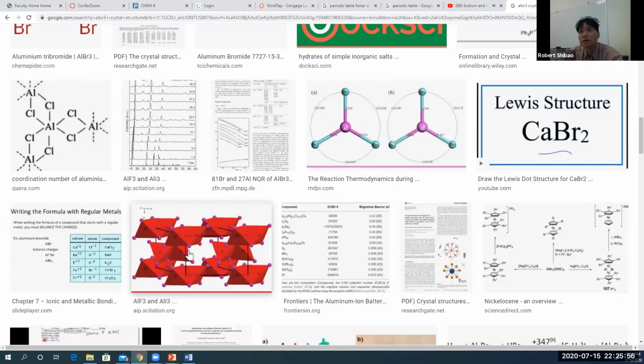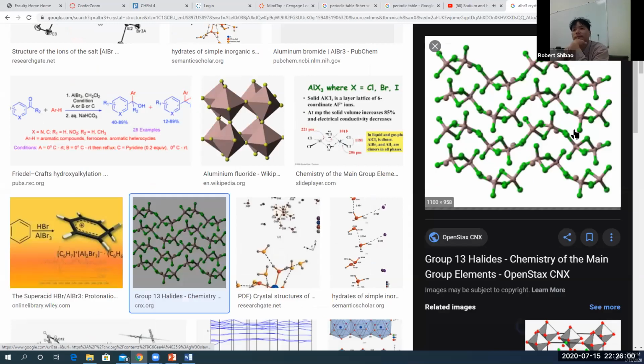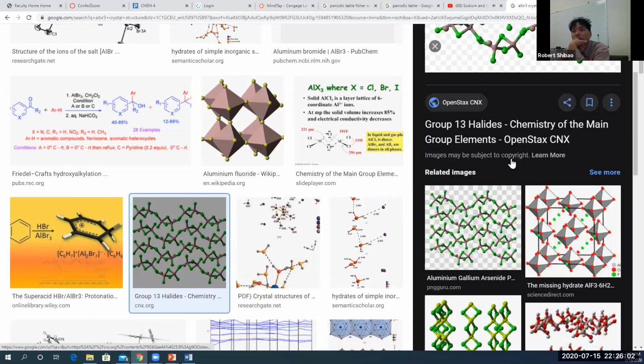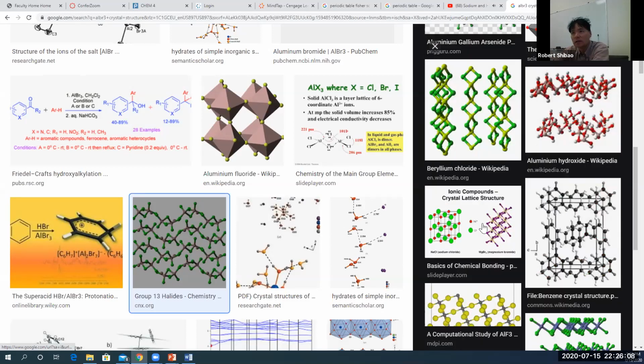AlF3. AlF3 is the lattice there. Typically, a metal and a non-metal are going to form an ionic lattice, a crystal lattice like this. And so you wouldn't have known.